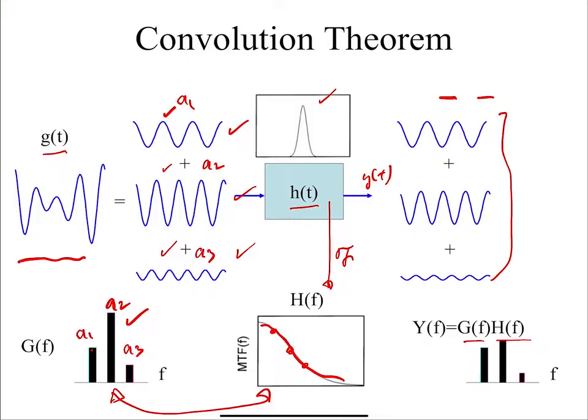Because I can break things into sinusoids, and if I know how much each sinusoid is weighted by my system, then that's a multiplication. And therefore, the Fourier transform of my convolution should just be equal to this expression here.